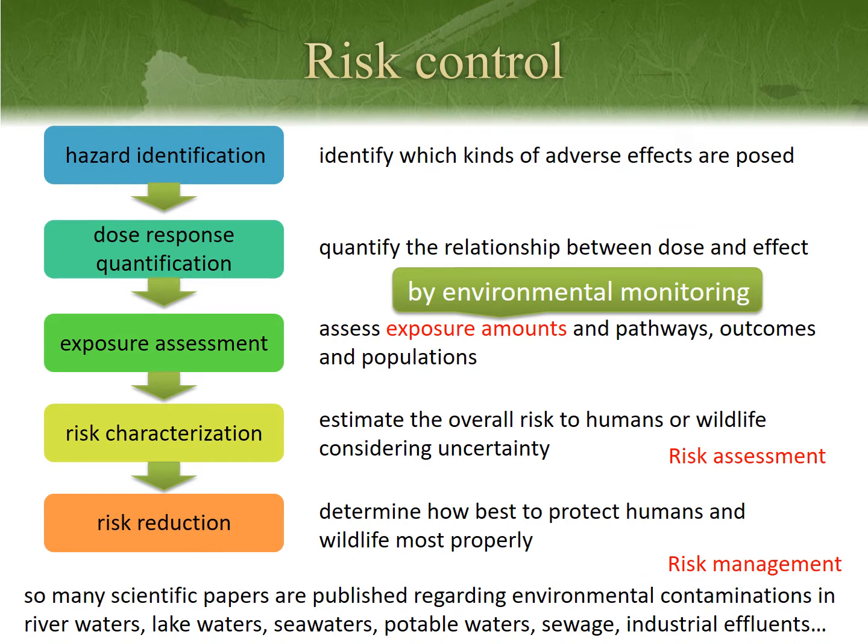This is a typical workflow of risk control. First, you must identify which kinds of adverse effects are posed. Second, quantify the relationship between dose and effect. Third, assess exposure amounts and pathways, outcomes and populations. And fourth, estimate the overall risk to human or wildlife considering uncertainty. These 4 steps are so-called risk assessment. And then, determine how best to protect human and wildlife with the most appropriate way.